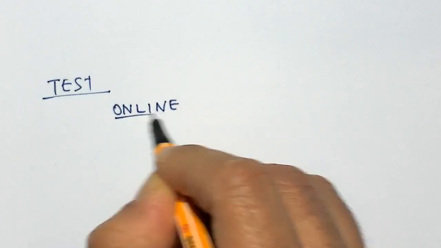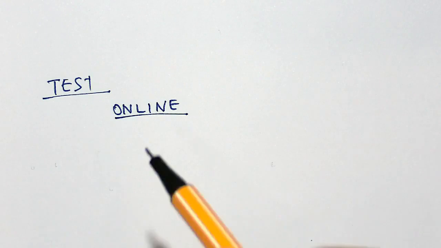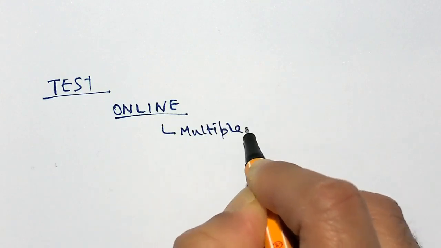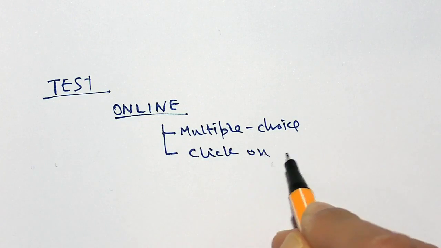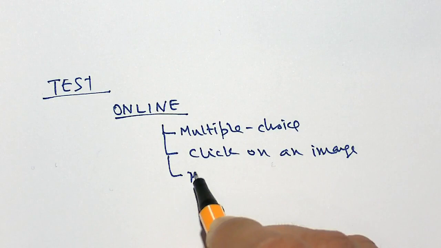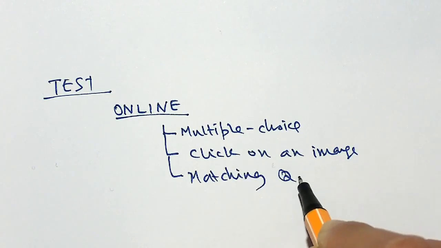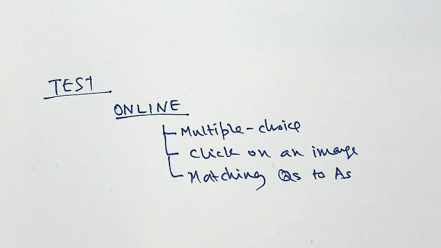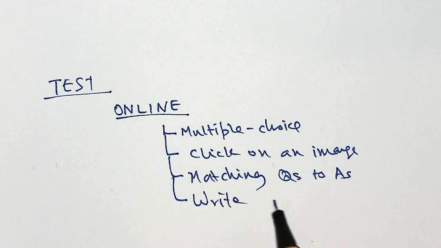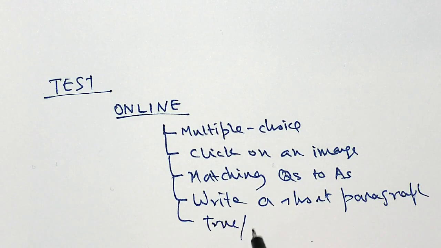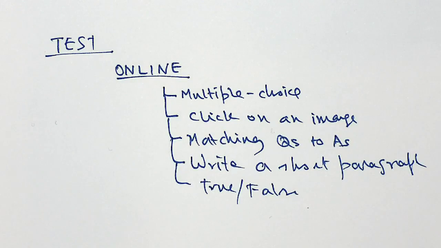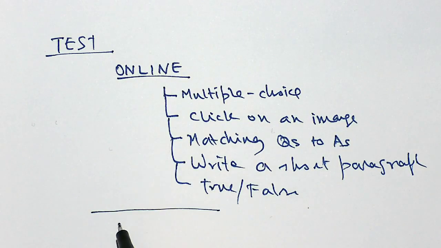And it would be different types of questions, multiple choice. It could be multiple choice questions, or you could click on an image, matching one side to the other, matching questions to answers, and writing a short couple of lines, a short paragraph, for example, true or false. So multiple types of questions could be there, but mostly it would be within 30 minutes, and I don't think you will have to struggle for time, let's put it that way. You should be able to finish in 20 minutes maybe.